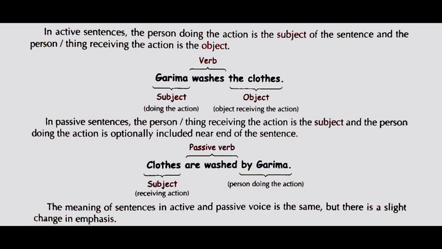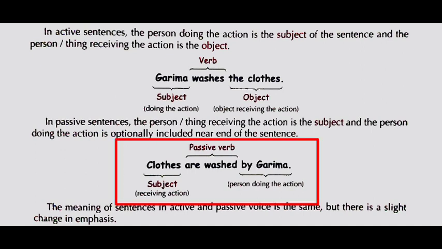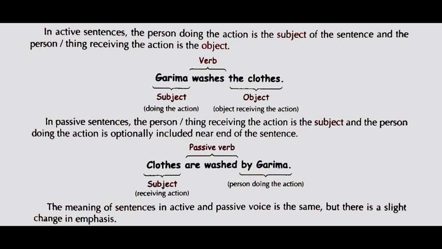Now next, we'll see an example that is similar in its sense but grammatically different. Clothes are washed by Garima. So the meaning is same. Garima is washing the clothes or clothes are washed by Garima, meaning is same. But the way we present that sentence is different. See, clothes are washed by Garima. Here clothes is the subject, are washed verb, and by Garima, Garima is object. So see, the subject in the first example is now the object in the second example.